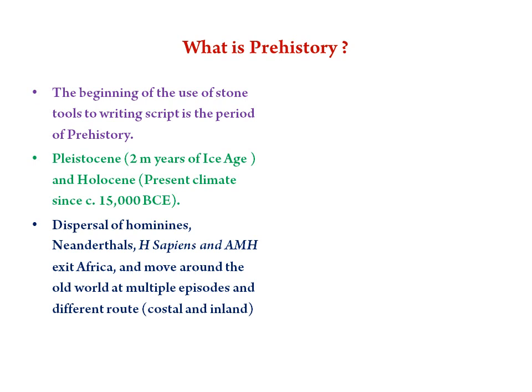They all exited from Africa and have moved around the Old World at different episodes on different routes. It could be coastal and inland. So overall, the dispersal of hominins and early humans is subject to multiple episodes as well as different routes, where they reached Europe, Africa, Asia, and other parts of island geographies in Southeast Asia.